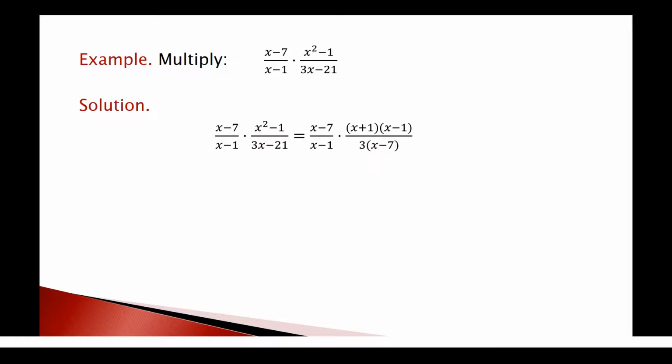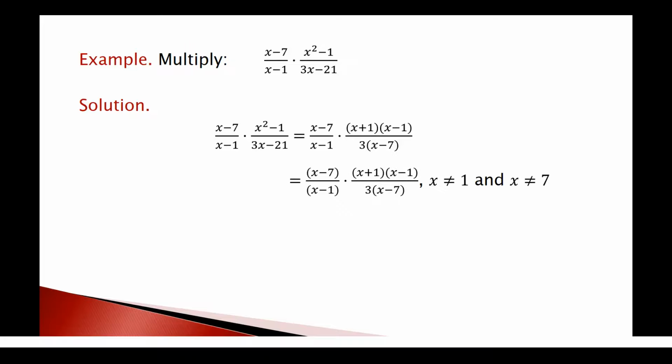So we factor the numerator and the denominator of each of the rational expressions completely. The first rational expression, x minus 7 over x minus 1, is already simplified, so there is no common factor other than 1. And to simplify x squared minus 1 over 3x minus 21, we factor x squared minus 1 as x plus 1 times x minus 1, and we factor the denominator 3x minus 21 as 3 times x minus 7.